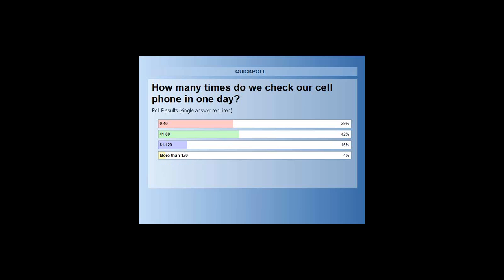Okay, so this time I think our attendees became more moderate, because last time the majority chose that we touch our face more than 11 times. This time, the majority says we check our cell phones between 41 and 80 times. All right, let's go back to the presentation slide and see what the study found.